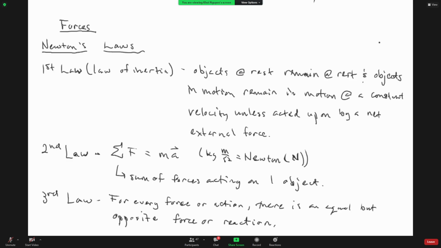So, if you think about it, you're sitting in the chair, and Newton's first law says you should be falling down, right? Because there's a net external force acting on you. The reason you're not falling down is because there's an equal and opposite force from the chair or from the ground that's pushing back up on you, which we call normal force.